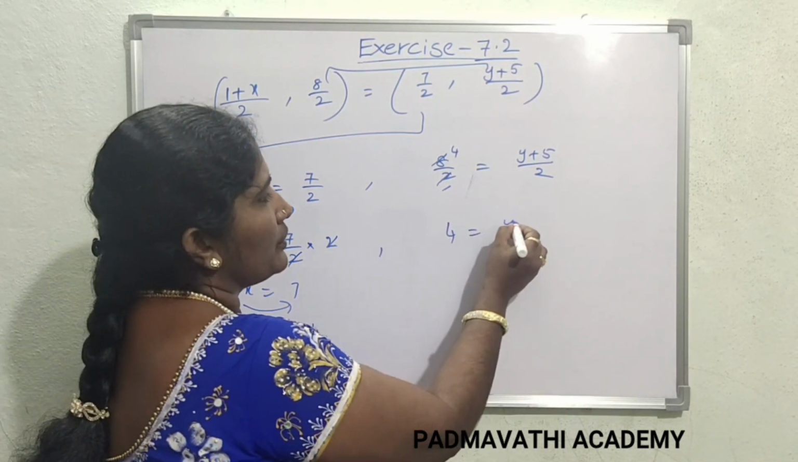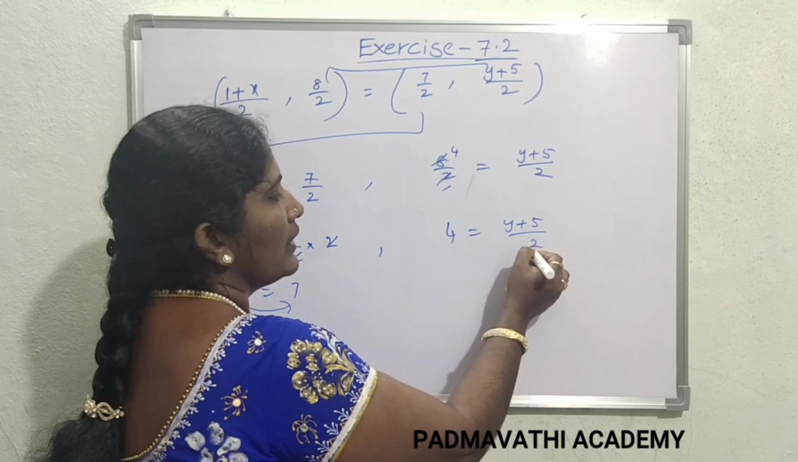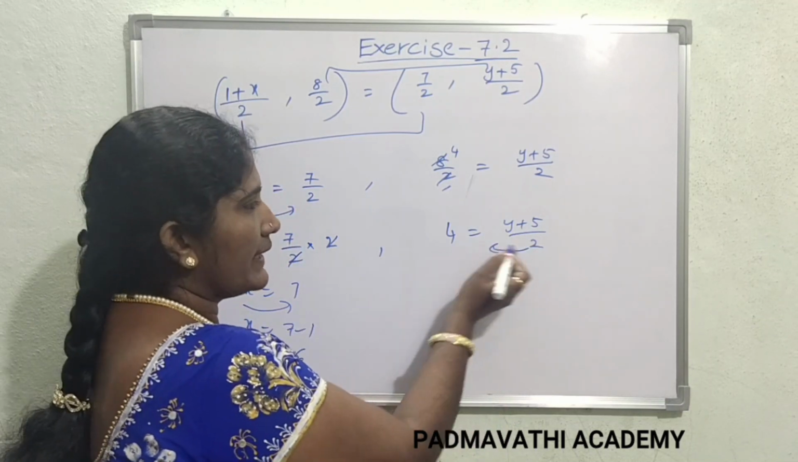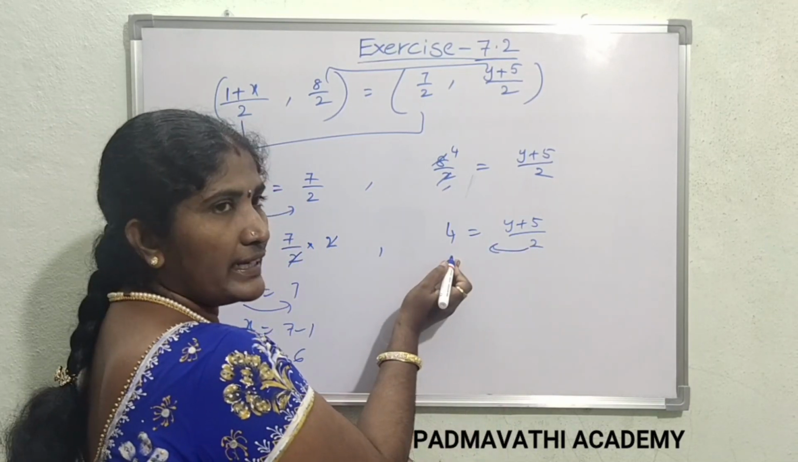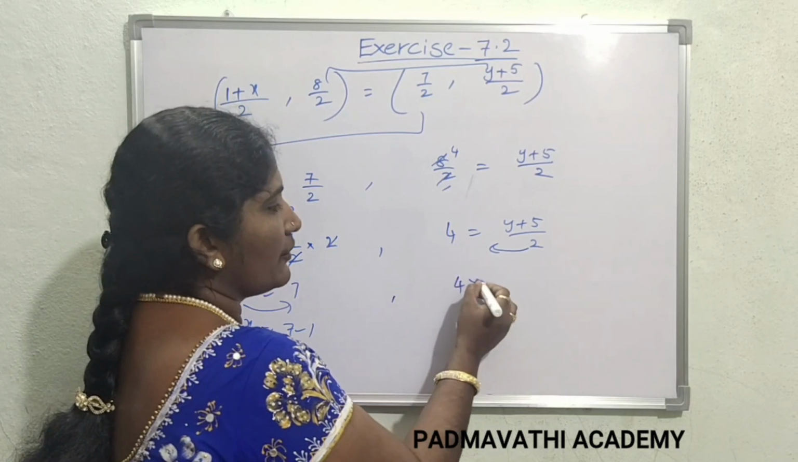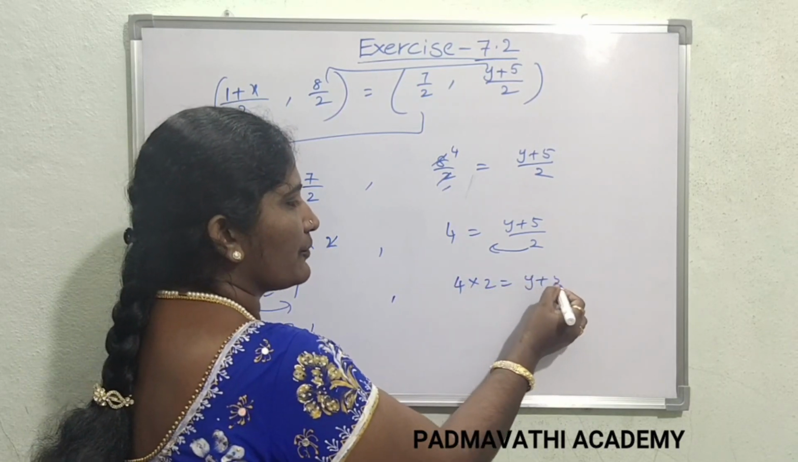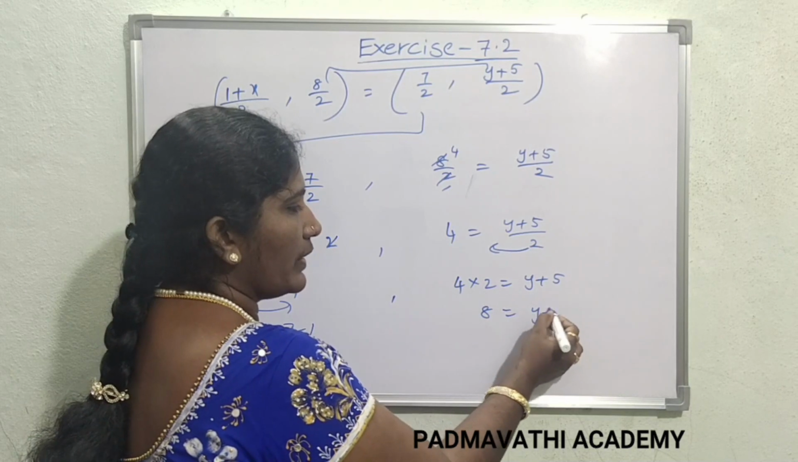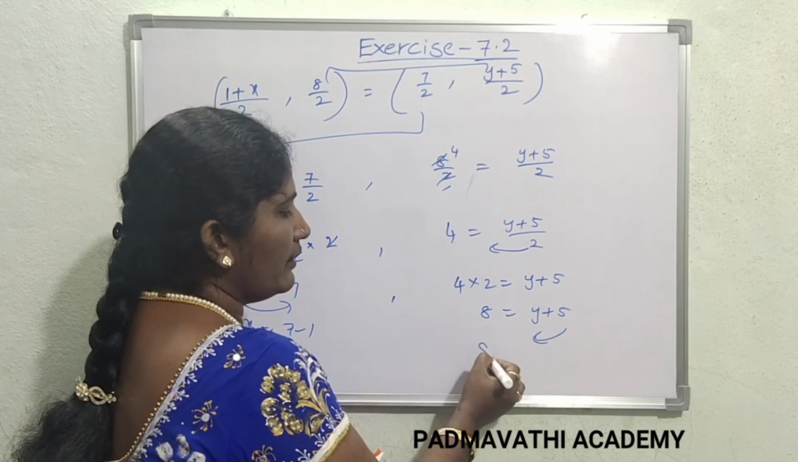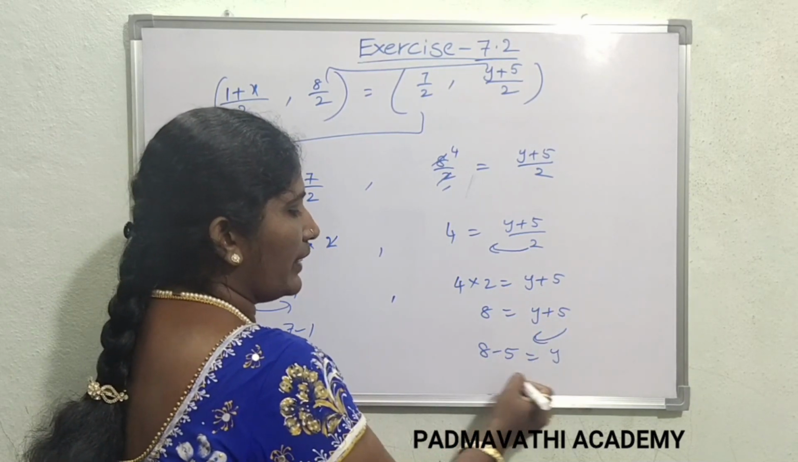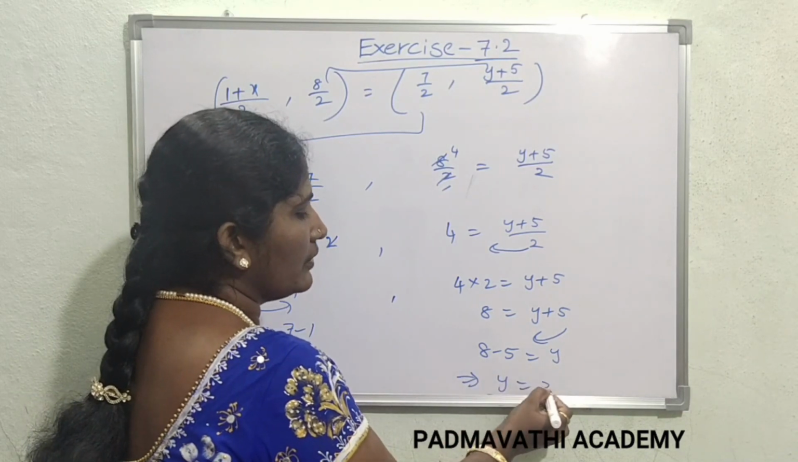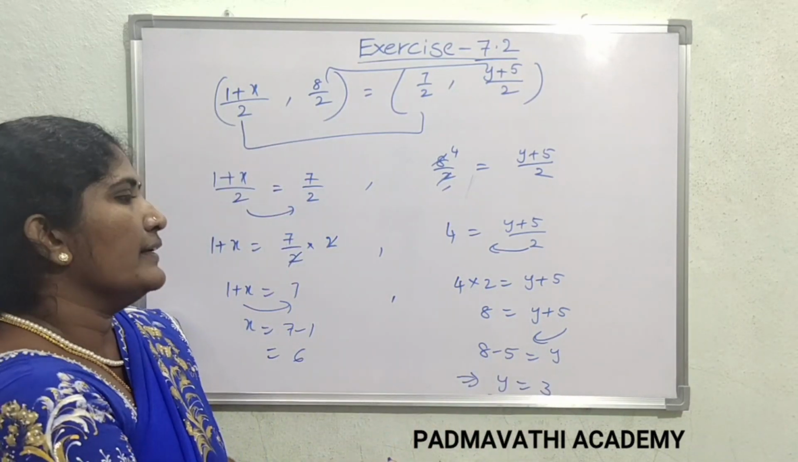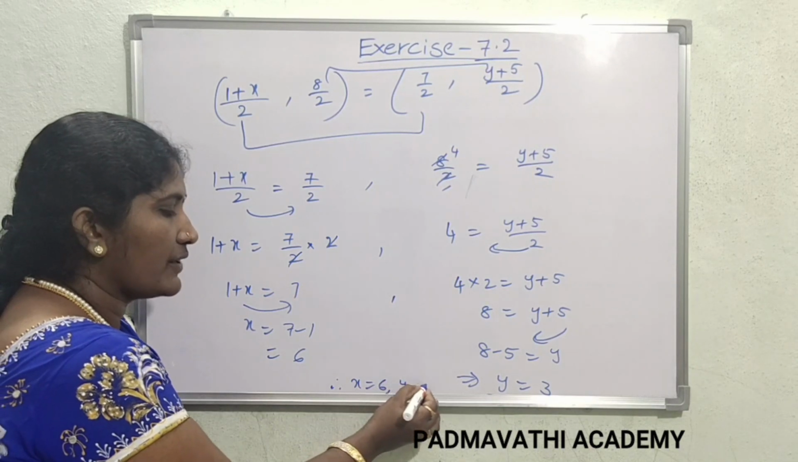Here 4 is equal to y plus 5 by 2. Transpose 2 to LHS side. Here it is dividing. If you send to LHS, it becomes multiplication. 4 into 2 is equal to y plus 5. 8 is equal to y plus 5. Transpose 5. 8 minus 5 is equal to y. That implies y is equal to 3. 8 minus 5 is 3. x is equal to 6 and y is equal to 3.